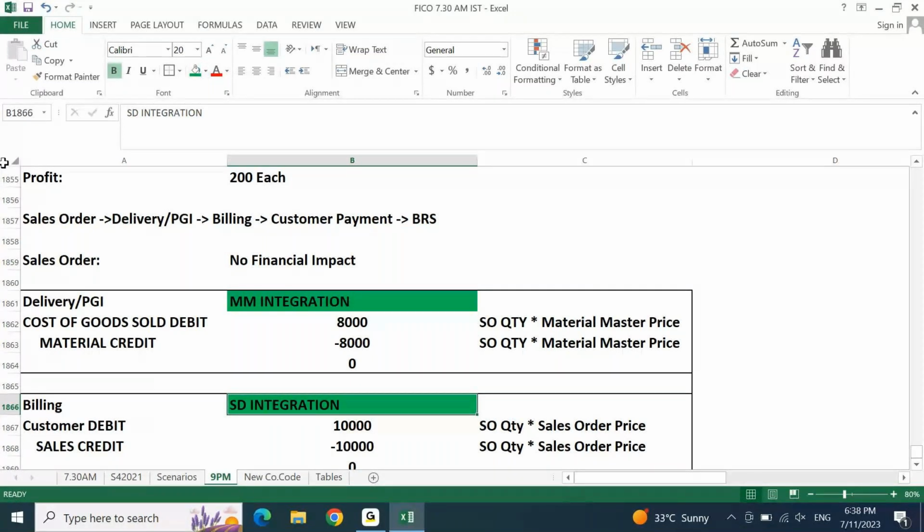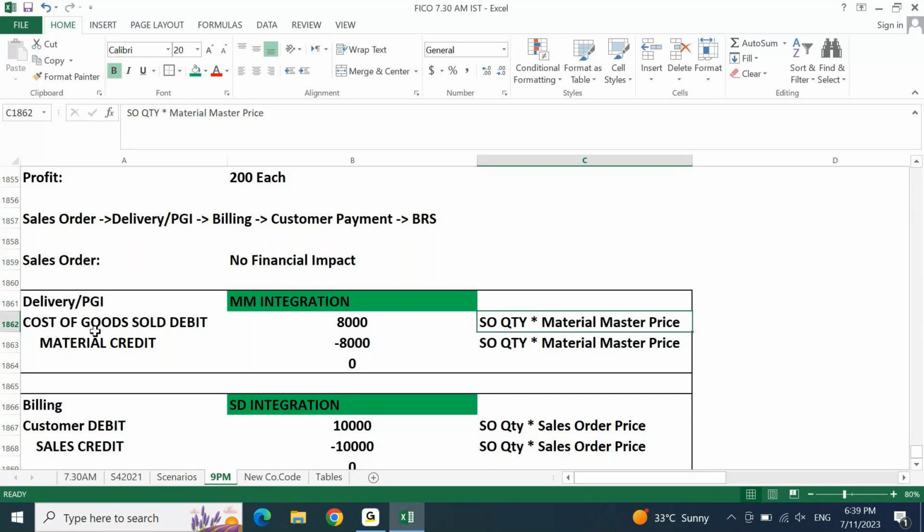In your PGI, you are debiting the cost of goods sold, wherein you are taking sales order quantity multiplied by material price. In this, again, there will be different scenarios like partial delivery. Out of 10, if you are delivering only 4 quantity, here you will be taking delivery quantity multiplied by material price. The logic remains the same. Whatever quantity you are delivering, you are taking that quantity multiplied by material price.